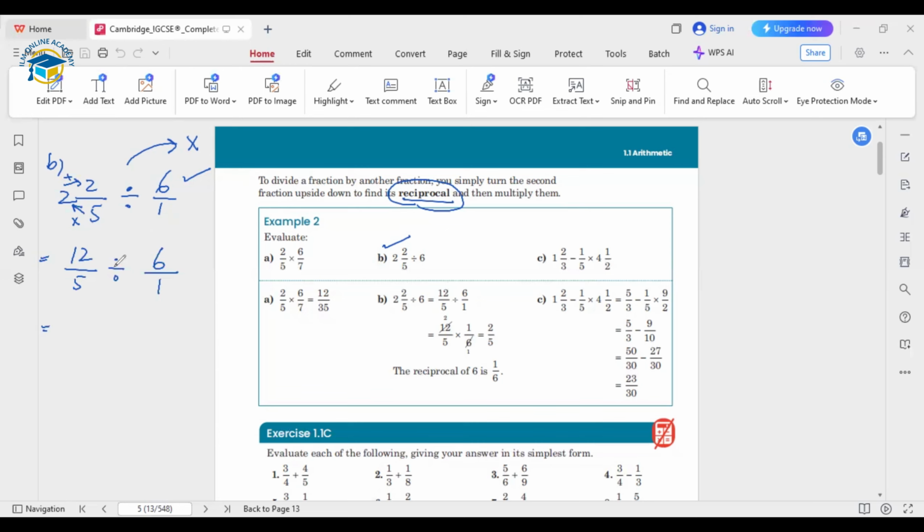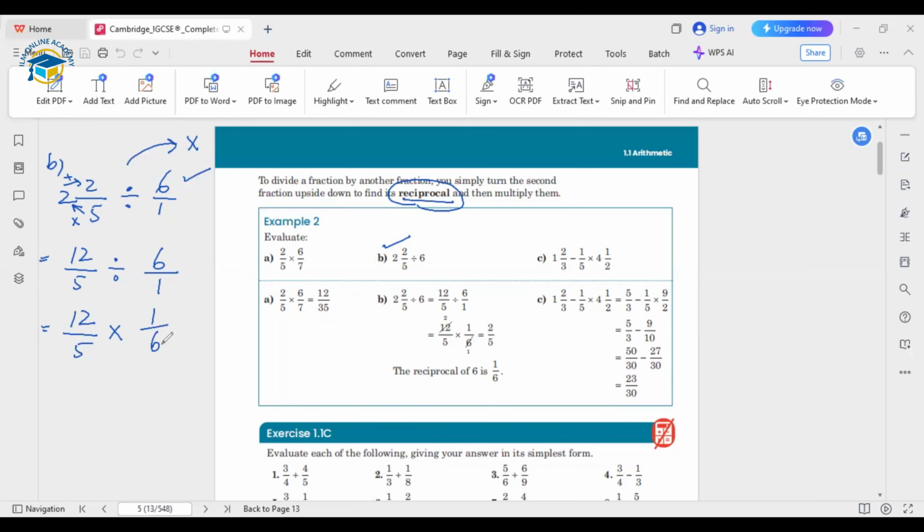Next step is that you need to change this division sign into multiplication, as I told you. If you want to simplify fractions in this kind of scenario, where you have division, you need to change it into multiplication and then go on with the simplification. When you change the division sign into multiplication, you reverse this fraction. This is 6 by 1, so rather than 6 by 1, you write 1 by 6. This is basically called the reciprocal of the fraction.